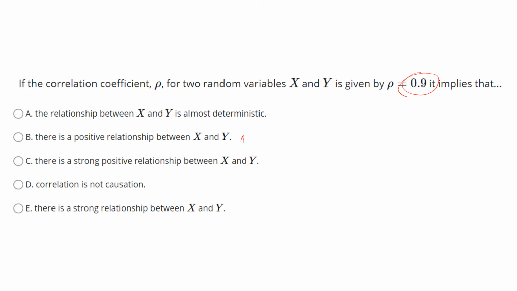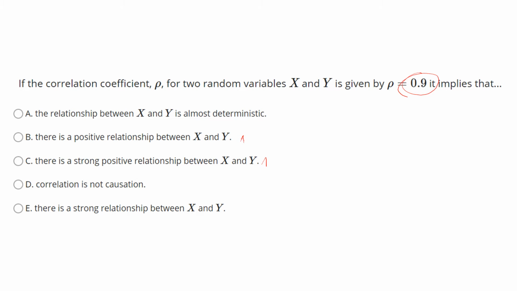Let's see if it's the best answer. C, there's a strong positive relationship between X and Y. Does the rho value give us an indication of the strength of the relationship between two variables? I think it does. So this is probably also right. D, correlation is not causation. Not nonsense, but not especially applicable or an especially salient statement given the question asked.